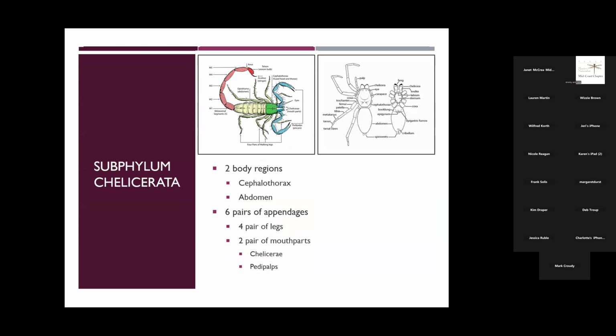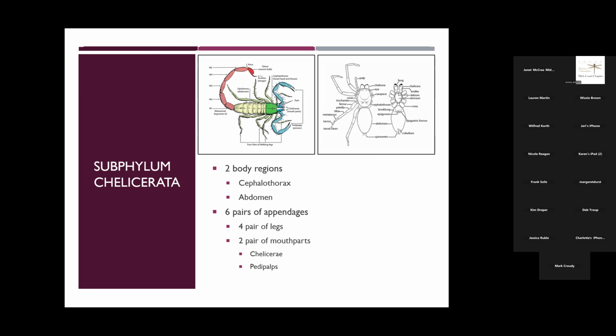Our next group is the subphylum Chelicerata, and there are a lot of things in the Chelicerata group, but the main one that we deal with as entomologists are going to be the arachnids, and arachnids are more than just spiders. These are going to have two body regions. They have what is called a cephalothorax, so it's essentially a fused area of the head and thorax, and then they have the abdomen. They have 6 pair of appendages. That is 4 pair of legs and then 2 pair of mouth parts.